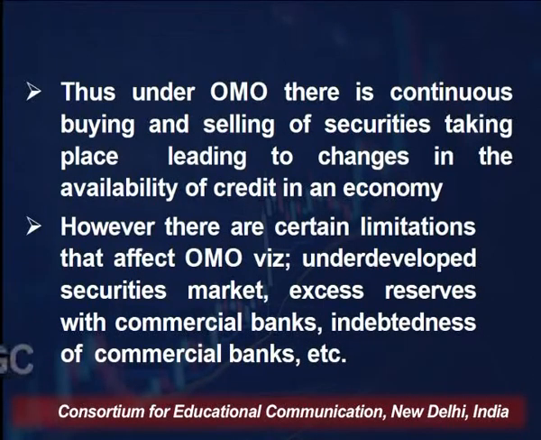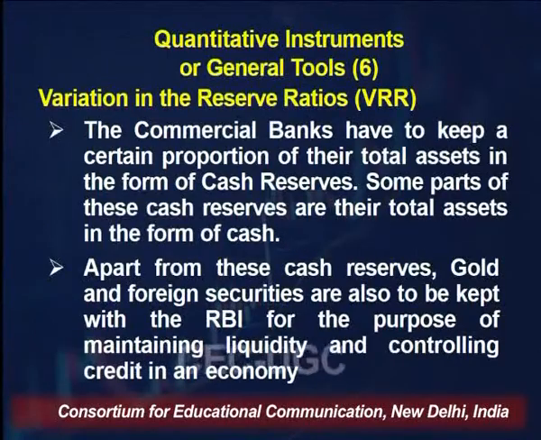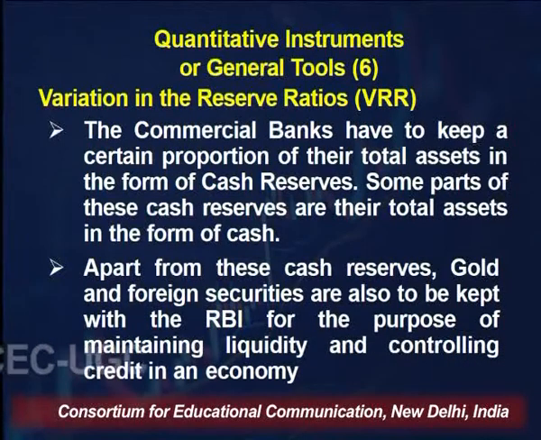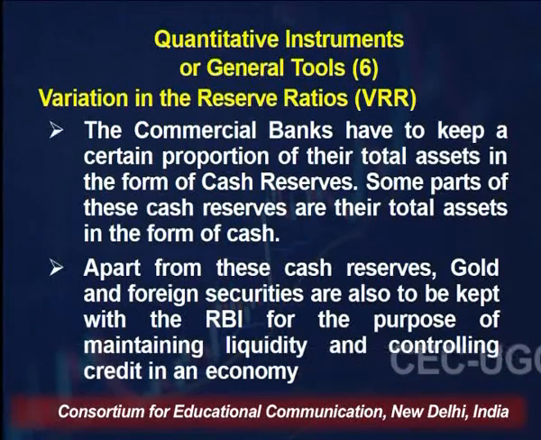However, there are certain limitations that affect open market operation, such as an underdeveloped security market, excess reserves with commercial banks, indebtedness of commercial banks, etc. The next instrument is variation in the reserve ratio. The commercial banks have to keep a certain proportion of their total assets in the form of cash reserves. Apart from these cash reserves, gold and foreign securities are also to be kept with the RBI for the purpose of maintaining liquidity and controlling credit in an economy.